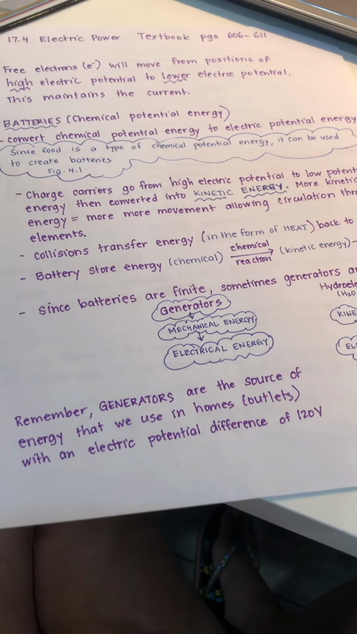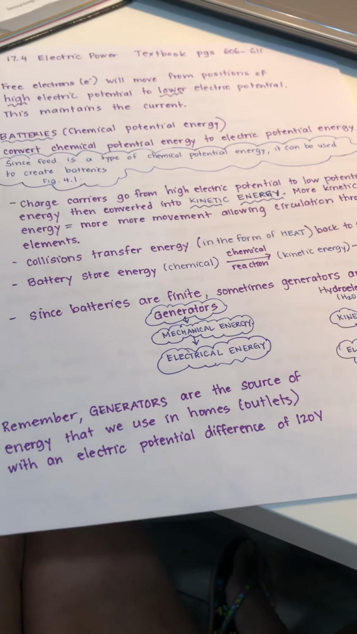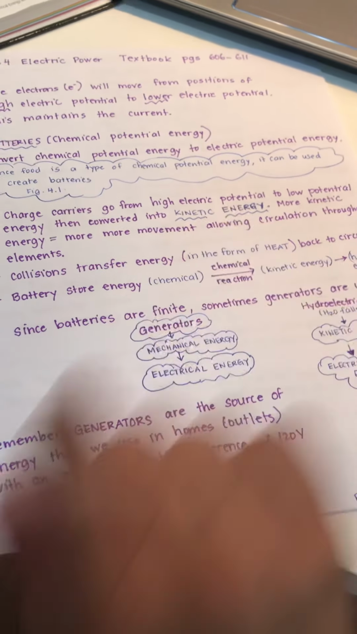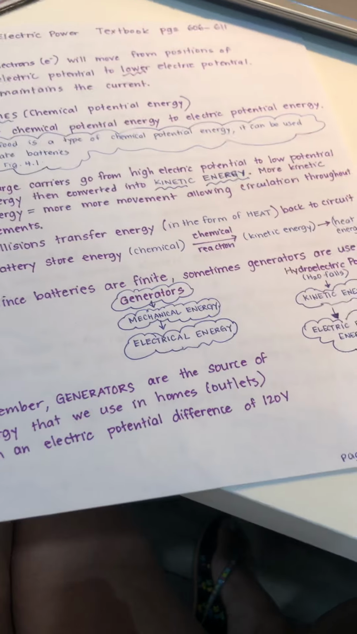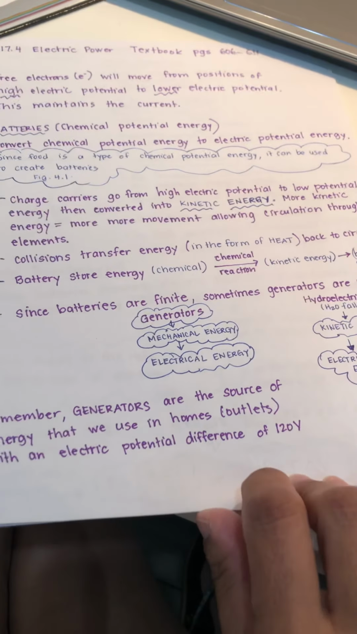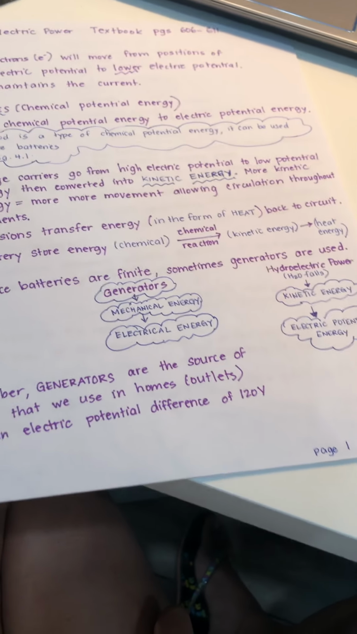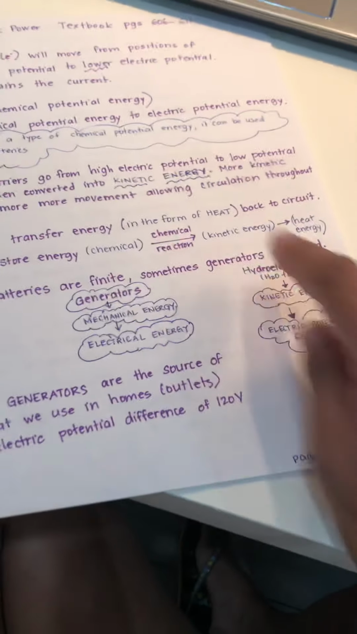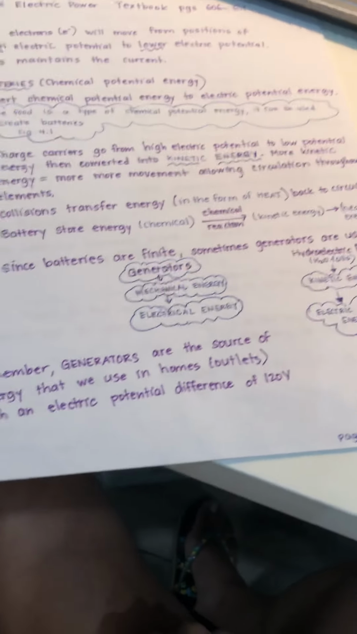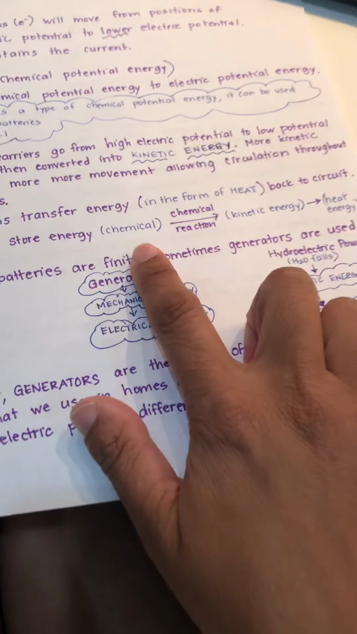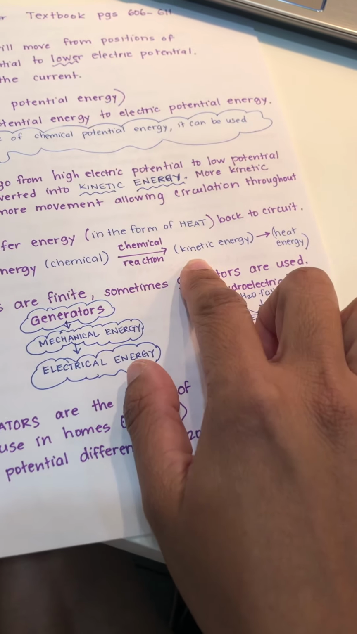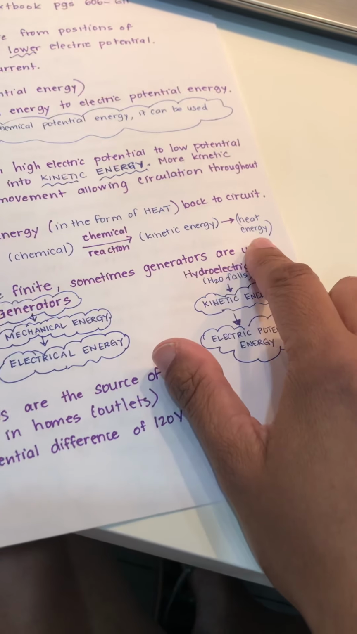So for batteries, charge carriers go from high electric potential to low, just like I just said. And the energy is converted first into kinetic energy. The more kinetic energy, the more movement, and then you have more circulation throughout the elements. So the more movement you have, the more collisions you're going to have. The collisions are going to cause heat, and then that circulates back to the circuit. So batteries store energy from chemical reactions. Kinetic energy is then formed through chemical reactions, and then you finally have heat energy.